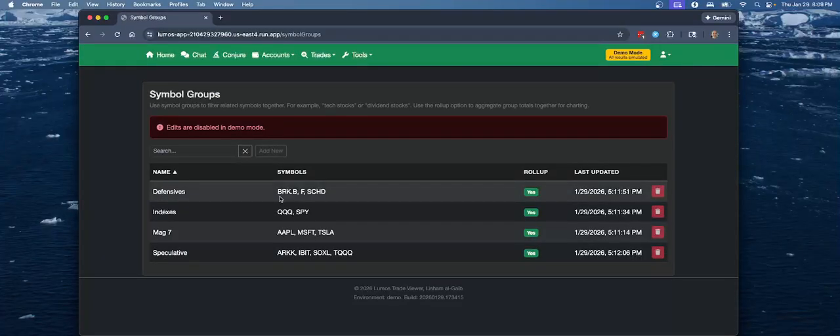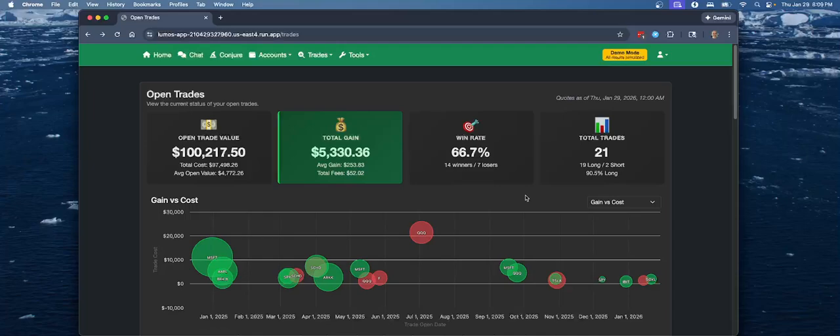So like defensive stocks, Berkshire Hathaway, Ford, SCHD, dividend ETF. Indexes, the Qs, SPY, the Magnificent Seven stocks. These are just the 3 that I have in the simulator. You could put all 7. Speculative, ARKK, Bitcoin, SOXL, which is a leveraged SOX, leveraged QQQ. You can also put these and group them in together. You can configure those here.